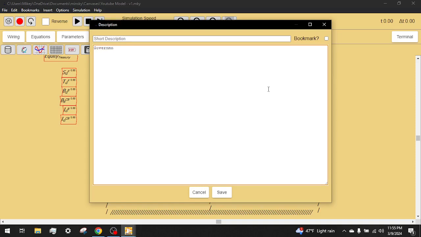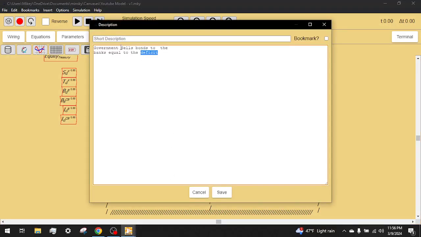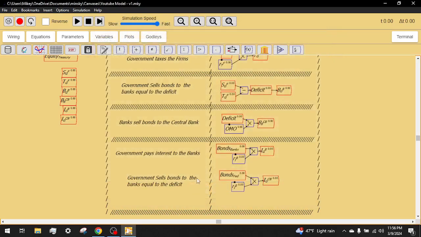Government pays interest to the banks. Pays interest to the banks. All right. And we're going to have that the government pays interest to the central bank. Government pays interest to the central bank. To the central bank. Okay.